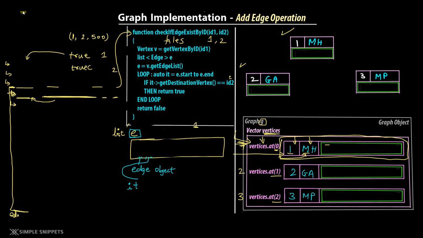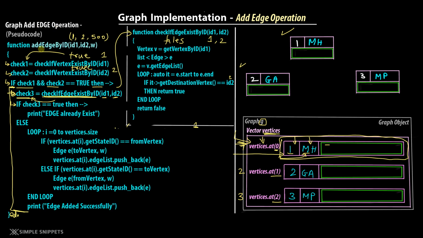So who had called the check if edge exists function? Remember over here, let me bring it back. This add edge operation had called check if edge exists over here. We had passed 1 and 2 and now it is returning false. So it will come back and false will be stored in check 3.